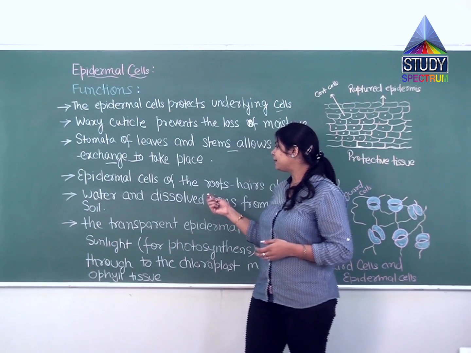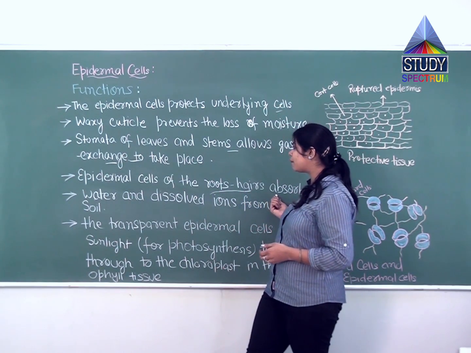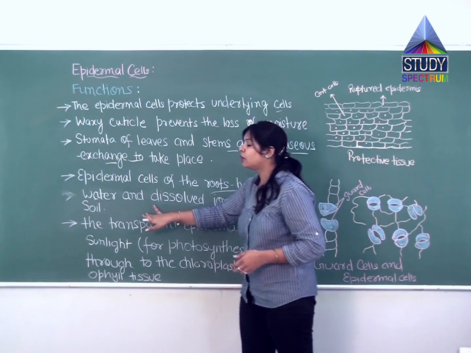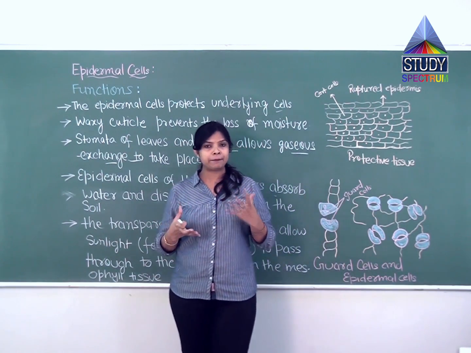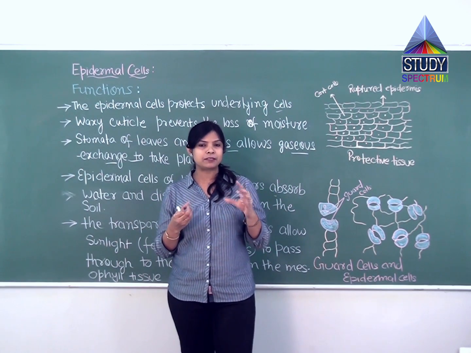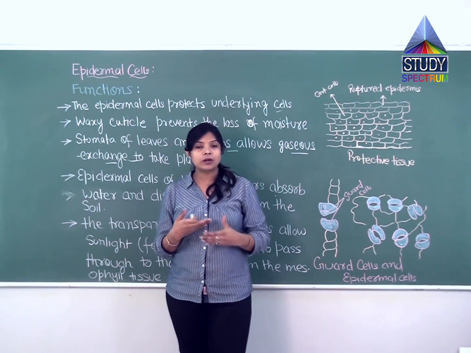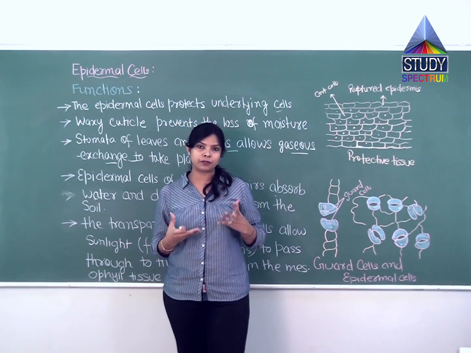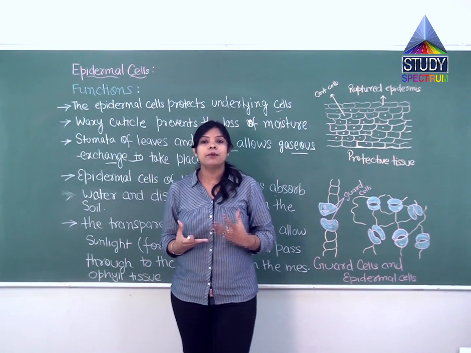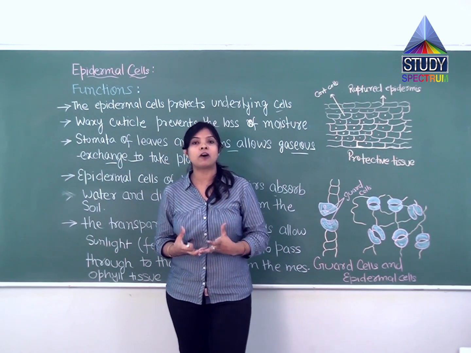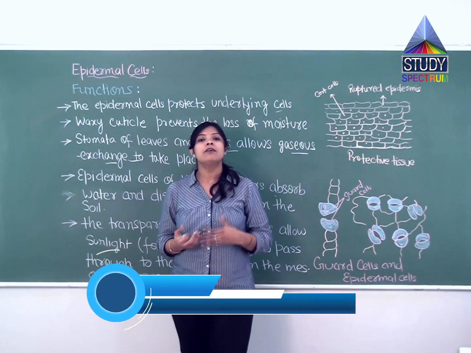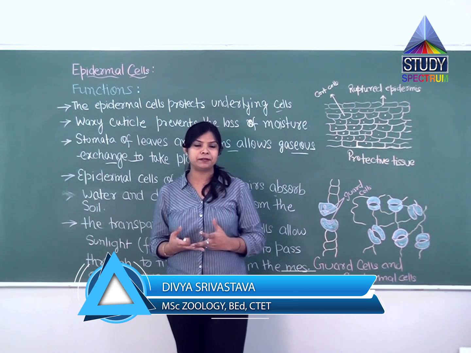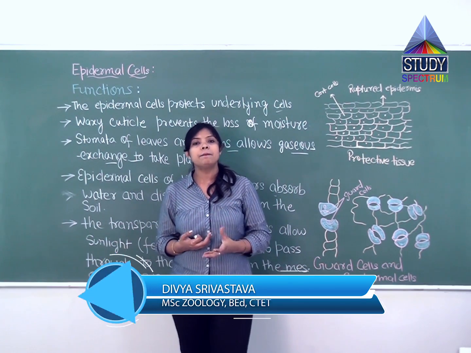Other than this, epidermal cells of root hairs absorb water and dissolved ions from the soil. If you see the epidermal cells of roots, they have a lot of hairs present on the root. What is its role? It increases the surface area of the plant root. Why is it important? So that the roots can absorb more water along with minerals for transportation in the plant. Water and minerals are very important nutrients for the plants.